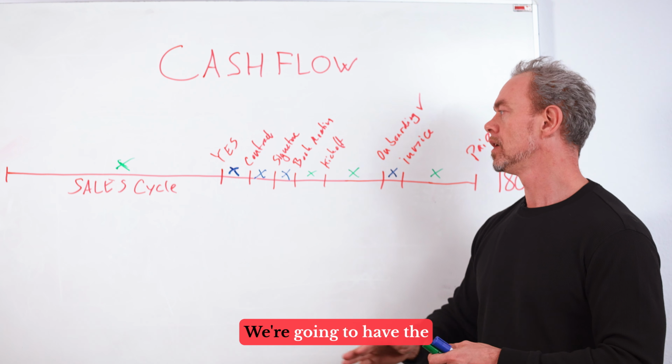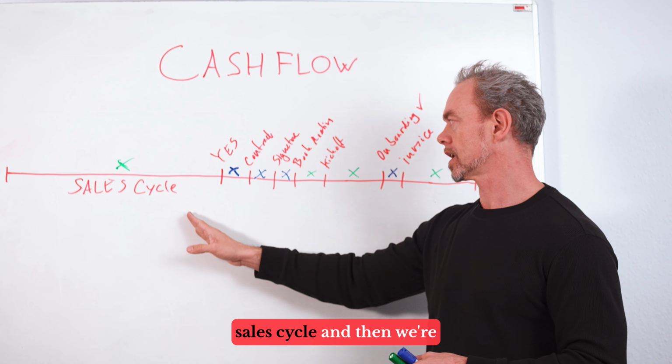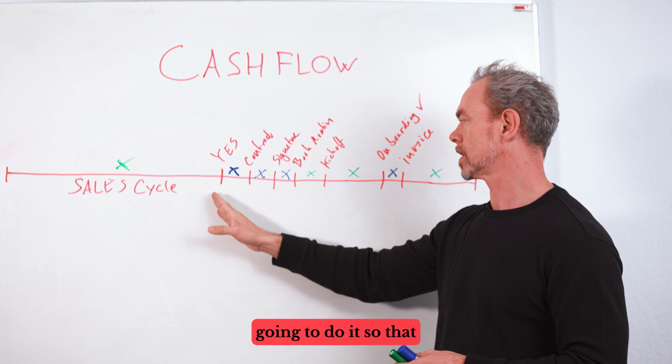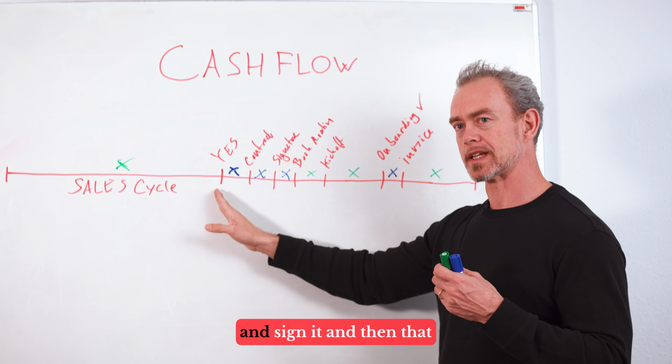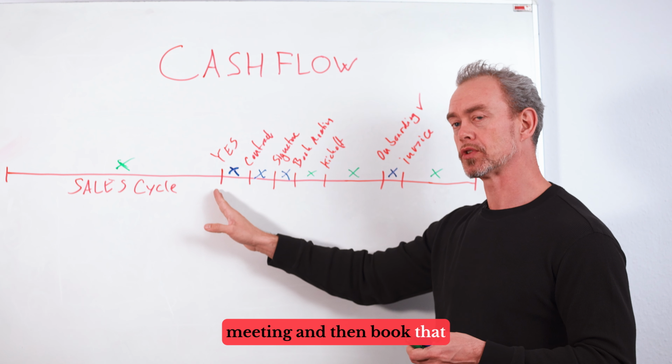So you can say, well, we're going to have the sales cycle, and then we're going to do it so that whenever they say yes, we give them a contract and sign it in that meeting and then book the kickoff meeting.